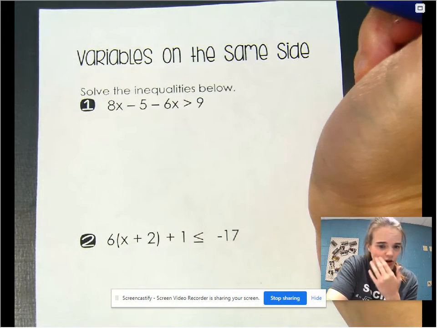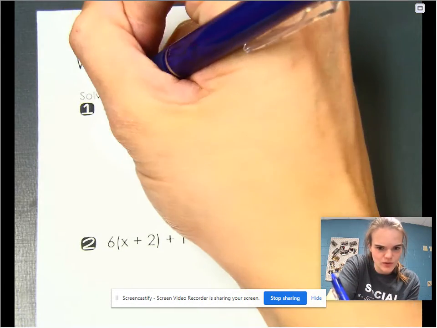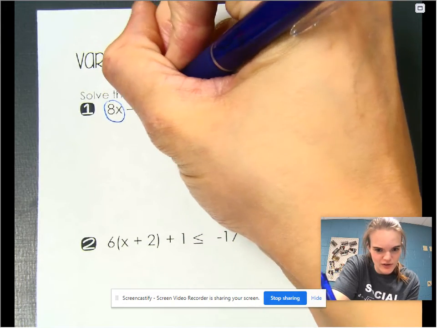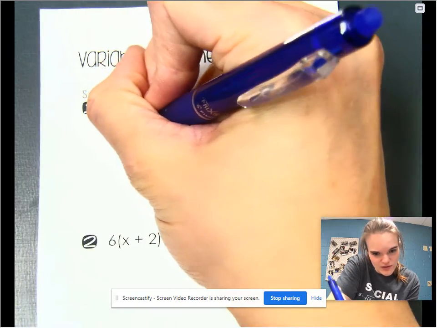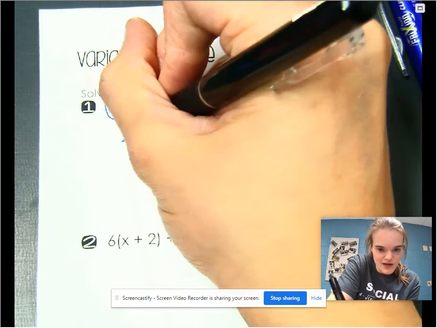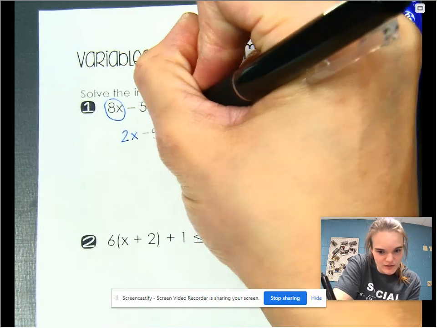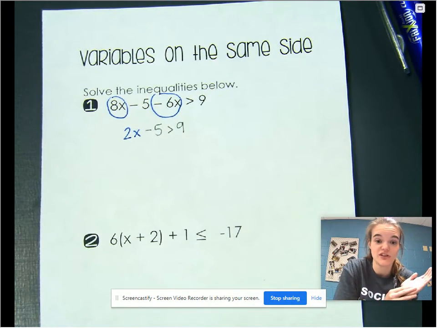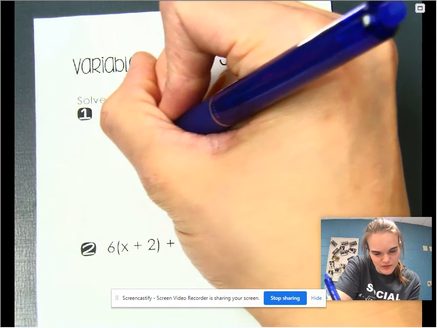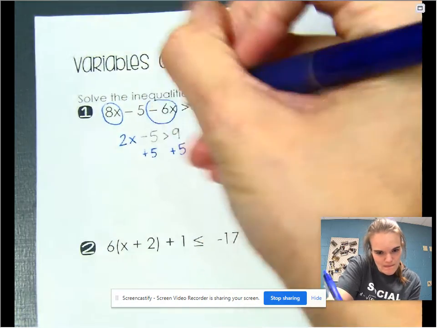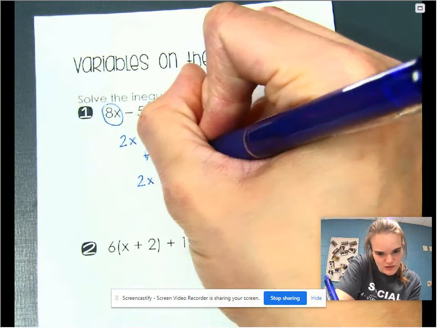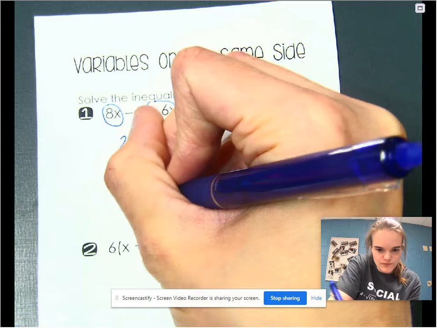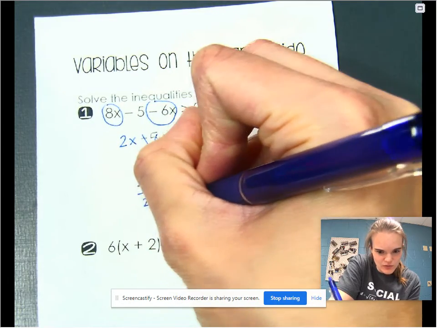So on number 1, solving equations with variables on the same side, we are going to put these variables together. So 8x minus 6x is 2x, and I'm going to bring everything else down. Minus 5 greater than 9. Now it's just like what we literally just did a second ago. I need to move over the 5, move over the 2. So add 5. So 2x is greater than 14. Okay. Divide by 2. X is greater than 7.